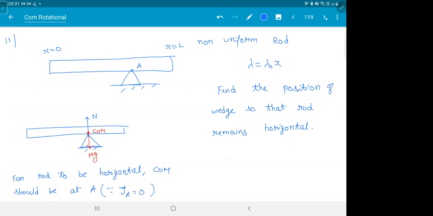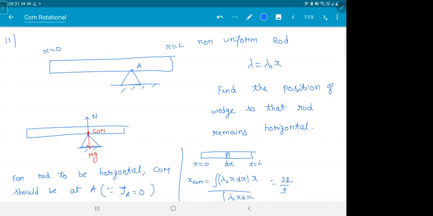Great. Then, you know how to find the center of mass. If this was x equals 0 and this was x equals L, take a small piece dx. X center of mass will be the integral of lambda naught x dx times x, divided by the integral of lambda naught x dx. This would be 2L by 3.